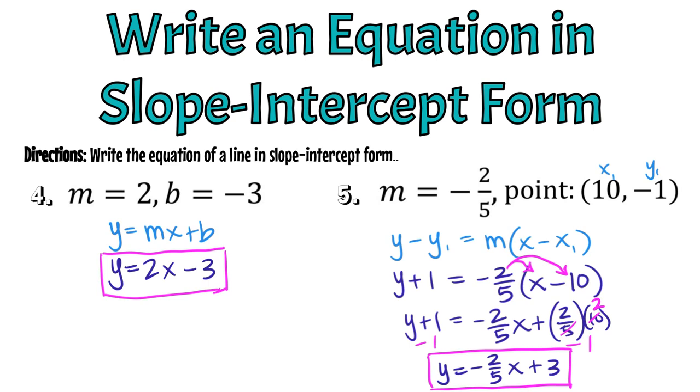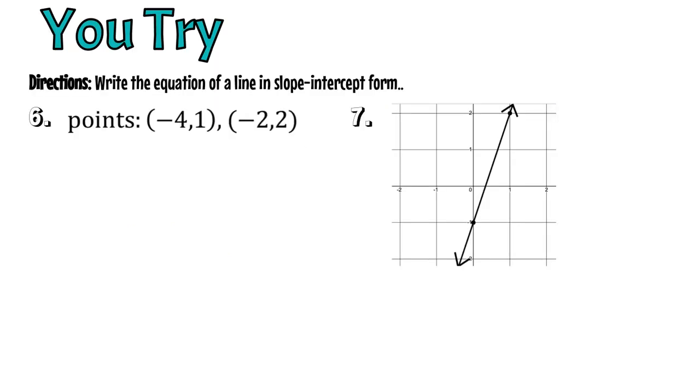So the equation of the line with the slope negative 2/5 that goes through the point (10, negative 1) in slope-intercept form is y equals negative 2 over 5x plus 3. Now it's your turn to try. Pause the video and try numbers 6 and 7. Remember that if you're not given the intercept, you need to find it. And if you're also not given the slope, you may need to find that as well.